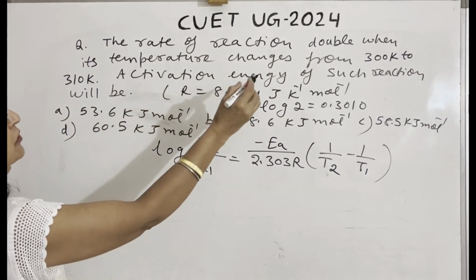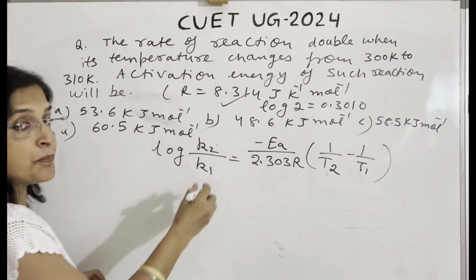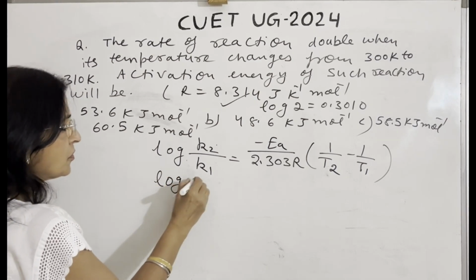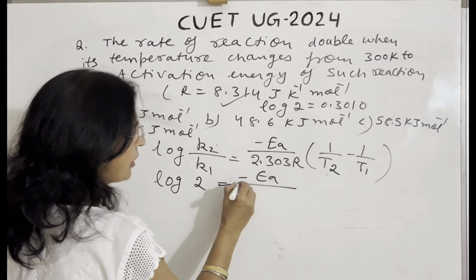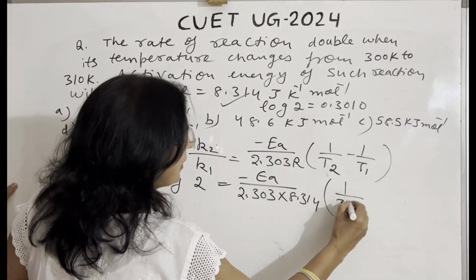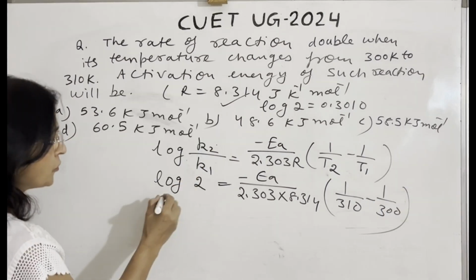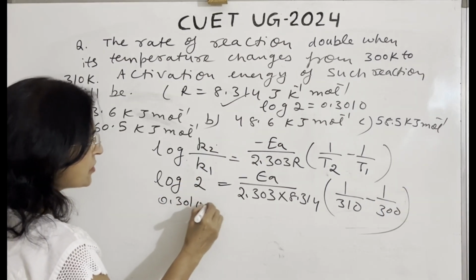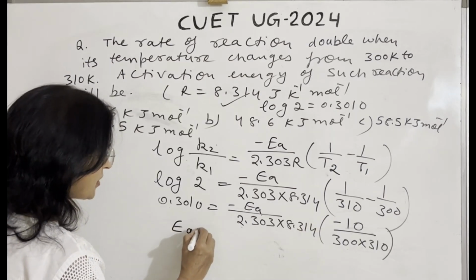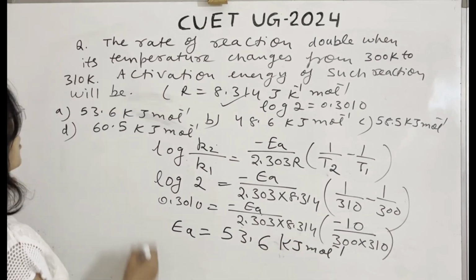Now see, the rate of the reaction is double when temperature changes. So K2 becomes double of K1. So what will come? log of 2. Activation energy we have to calculate, 8.314, 1 over 310 minus 1 over 300. Calculate this. Log of 2, 0.3010. This will become, solve this, the value of activation energy comes equal to 53.6 kilojoules per mole. The answer is A.